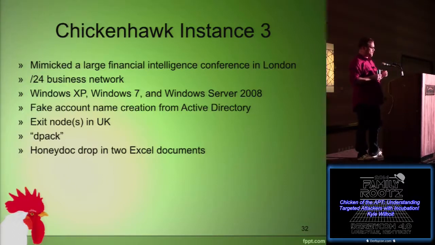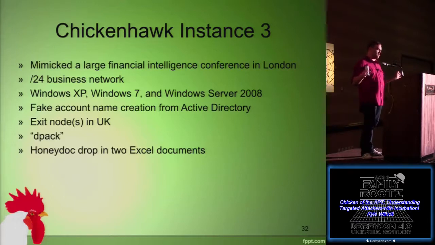I mimicked a /24 business network, so just a straight, flat /24 network, nothing crazy. I did Windows XP, Windows 7, Windows Server 2008, and again, in this case, fake account creations with Active Directory. So I went out and created that, just like anywhere else. The only exit node was in the UK. This is a UK conference, so I made it out of the UK.